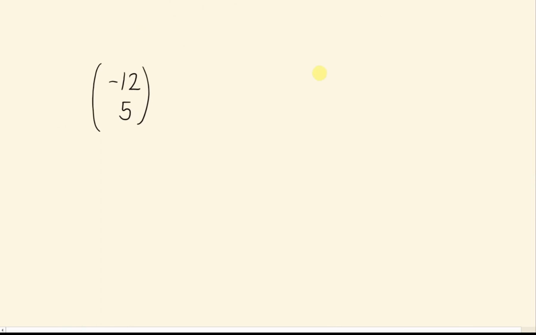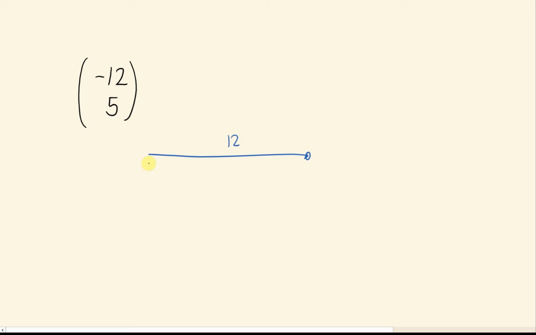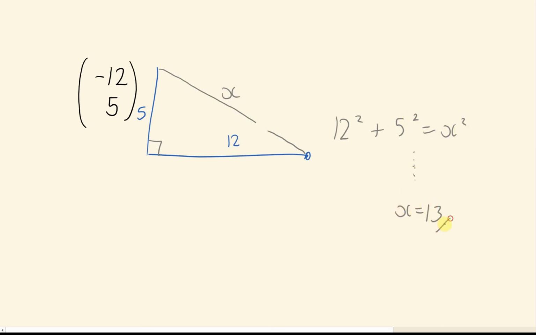Let's see that idea again. Here we've got a vector (-12, 5). So we'll start here. That means go 12 squares back, or 12 squares to the left, and then 5 squares up. And again, just as before, this is going to form a right-angled triangle with two lengths 12 and 5. We're going to find the hypotenuse. So we do 12 squared plus 5 squared equals x squared. Then solve that equation to tell us x is 13, which means this length was 13 units long.